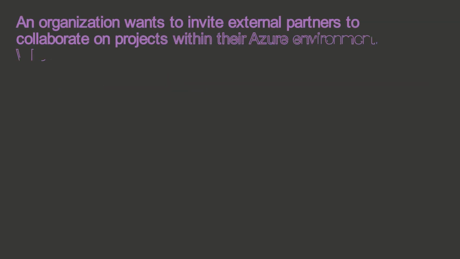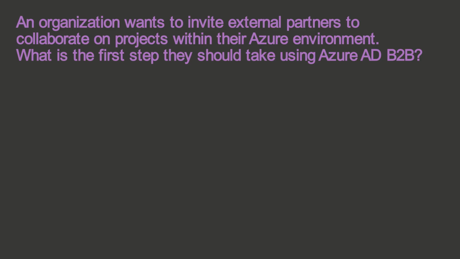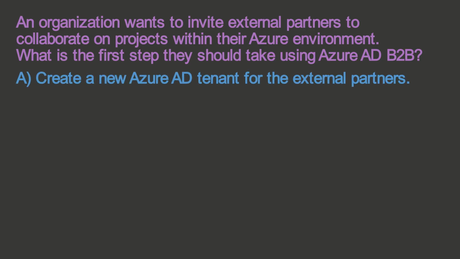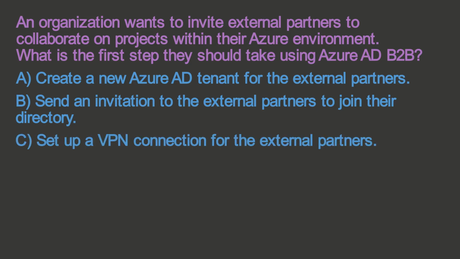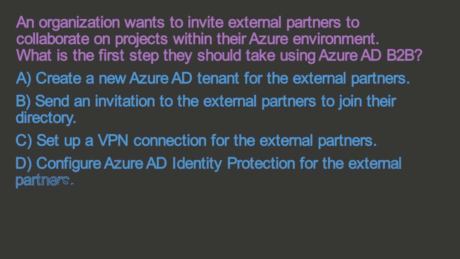An organization wants to invite external partners to collaborate on projects within their Azure environment. What is the first step they should take using Azure AD B2B? A. Create a new Azure AD tenant for the external partners. B. Send an invitation to the external partners to join their directory. C. Set up a VPN connection for the external partners. D. Configure Azure AD identity protection for the external partners.